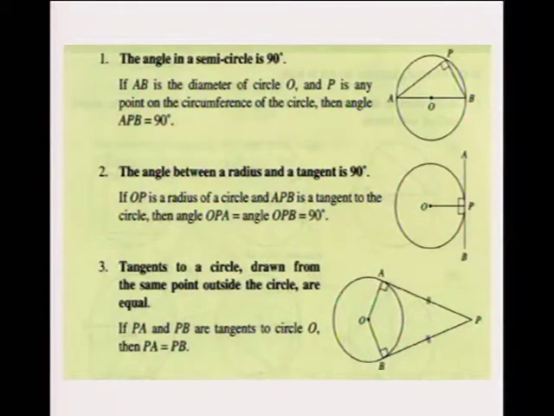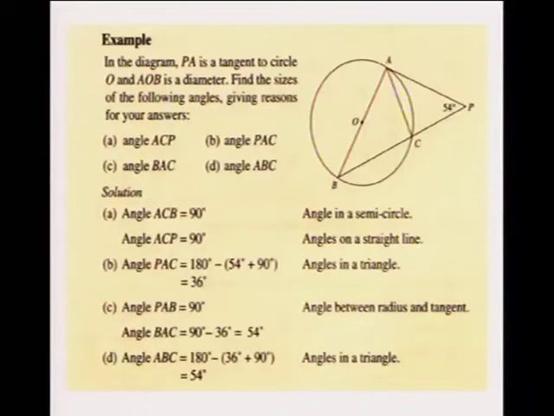Third one that you have to learn, tangents to a circle drawn from the same point outside the circle are equal. If you have the center O and A and B on the sides of the circle, when they come from the same point, in this case P, AP is equal to BP. That makes each angle at A, so angle OAP, as well as angle OBP, 90 degrees. Right, very valid to study this.